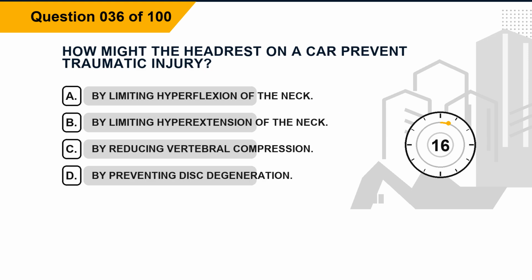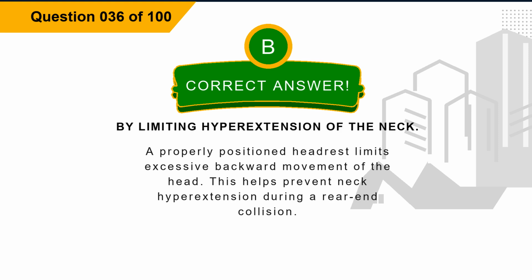Question 36. How might the headrest on a car prevent traumatic injury? Option A. By limiting hyperflexion of the neck. Option B. By limiting hyperextension of the neck. Option C. By reducing vertebral compression. Option D. By preventing disc degeneration. The correct answer is option B. By limiting hyperextension of the neck. Explanation. A properly positioned headrest limits excessive backward movement of the head. This helps prevent neck hyperextension during a rear-end collision.